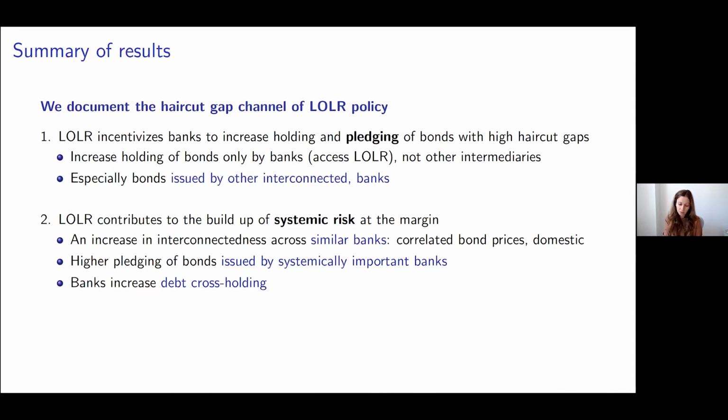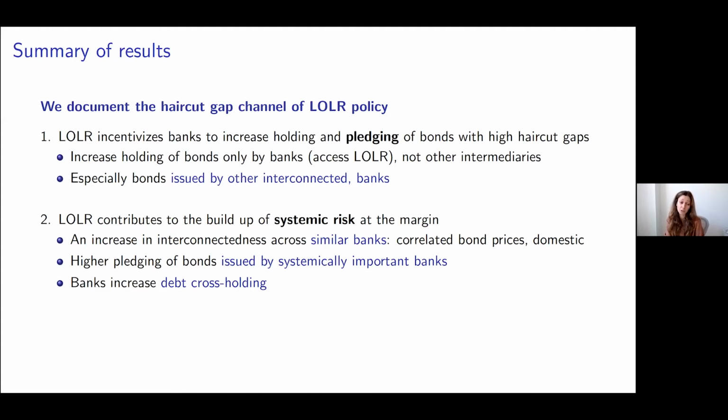Here, I want to be careful about what we actually find in the paper. We're not saying that the lender of last resort is increasing systemic risk on aggregate, but we're showing that lender of last resort contributes to new interconnectedness that is significant. And what are these specific new margins that we uncover? The first one is that we find an increase in interconnectedness across similar banks. And we measure similarity in a couple of ways. For example, when the issuing and pledging institutions have correlated bond prices, or when the issuing and pledging institutions come from the same national market.